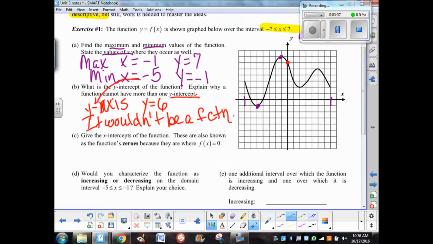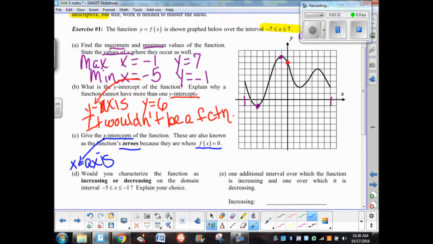Now, part C talks about another part of the graph. Give the x-intercepts. So the x-intercepts are where the graph crosses the x-axis. So I can read that graph. These are also known as the function's zeros. So those two are synonyms. X-intercept and zeros are synonyms. They mean the same thing because they are where f of x equals 0.